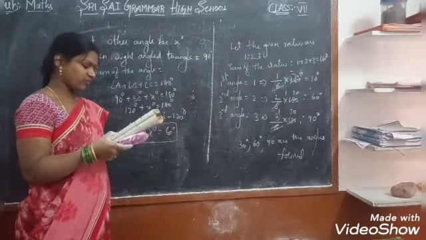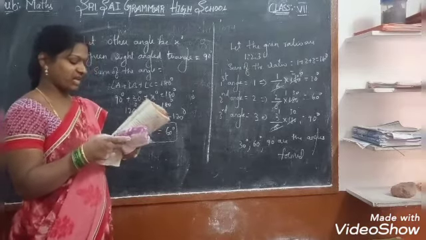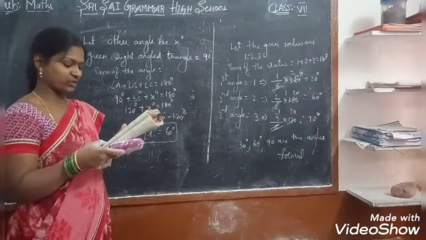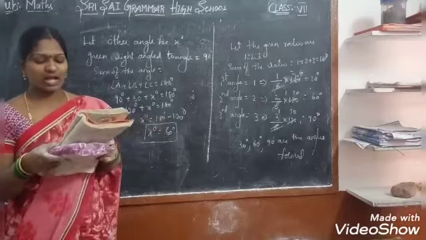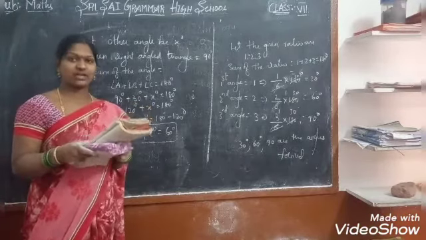Now, here in the figure, DE is parallel to BC. Then angle A equals 30 degrees, angle B equals 50 degrees. From that, find the value of x, y, z. We have to find the x value, y value, z value.